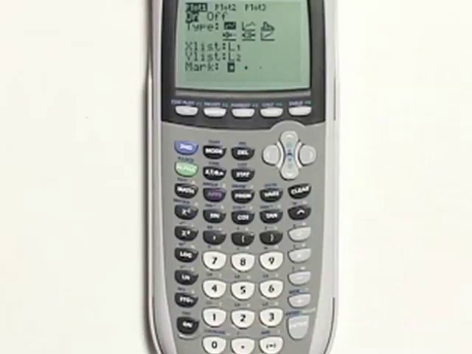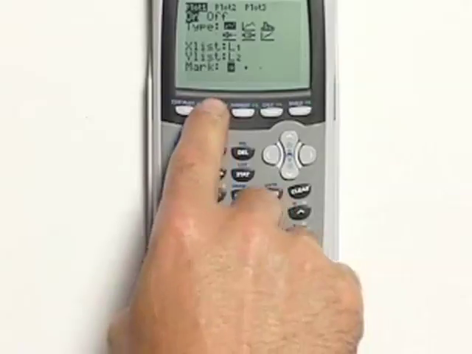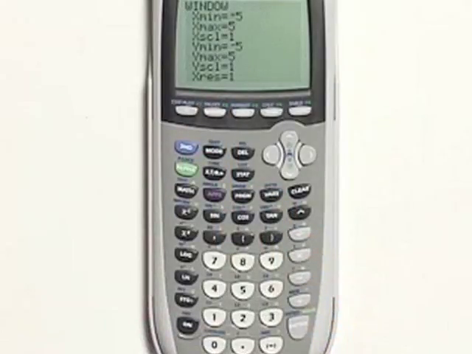Before we graph that, remember that we're supposed to use a particular window, so let's press window and adjust it. Remember, the minimum value is supposed to be -30, so we enter -30, press enter. For the maximum X value, it's +30, so press 30 and enter. The scale is to be 10, so we'll press 10, enter.